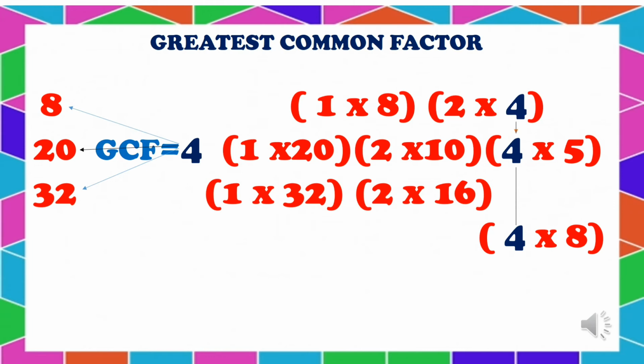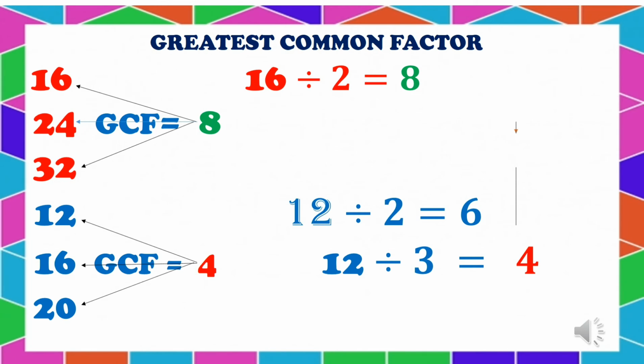Now we will look into their common factors. They have the common factors of 1, 2, and 4. Since we are looking for the greatest common factor, we will choose 4 because 4 is the greatest common factor of the three numbers. And 4 can divide 20, 32, and 8 exactly. So we have this as our greatest common factor.